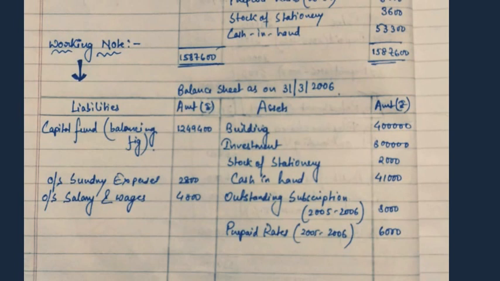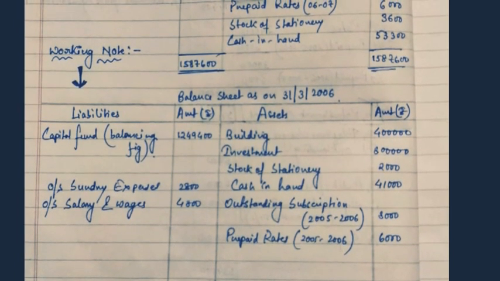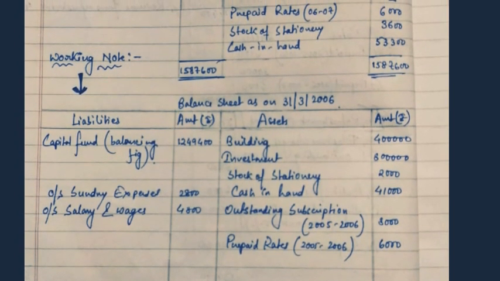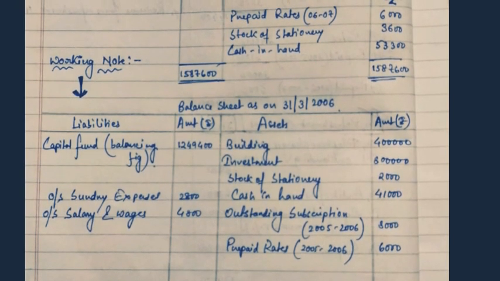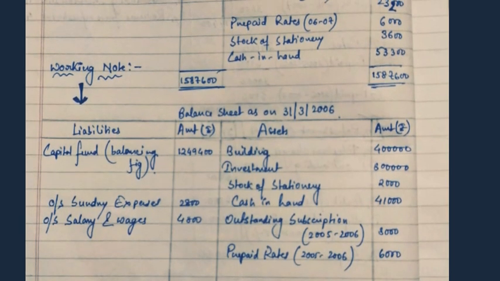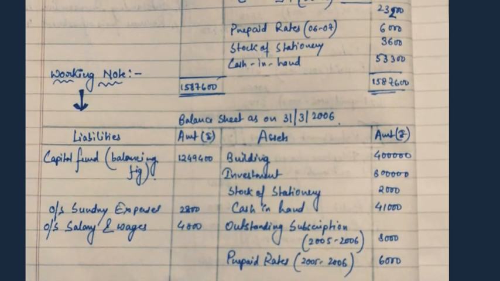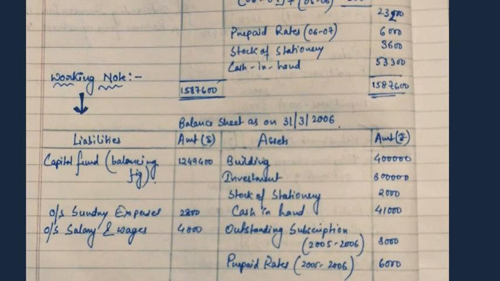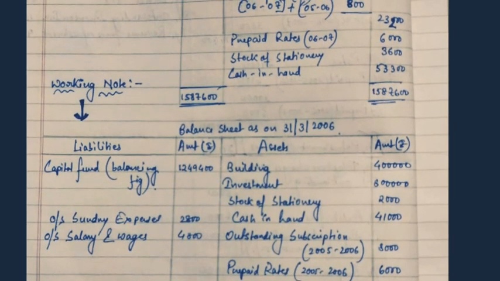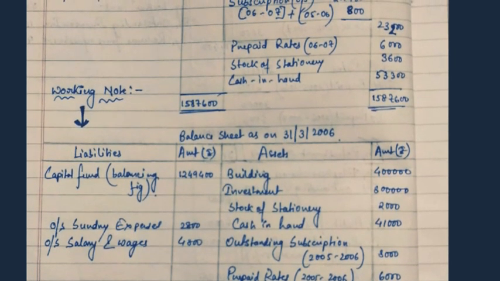Outstanding subscription for 2005-2006 will be an asset, as the balance sheet is prepared on the date, that is on the year ending of the previous year, and prepaid rates will definitely be an asset. Now you see in the working note, on the liability side, outstanding salary and wages is written 4,800. This outstanding salary was paid in 2006-2007, but it was to be paid in the year 2005-6. That is why it was due, and thus at the end of the year it will be treated as a liability. Also in the adjustments, outstanding expenses for the year ending 31st March 2006 is given amounting to 2,800. Both of the terms, outstanding sundry expenses and salary, will be a liability.